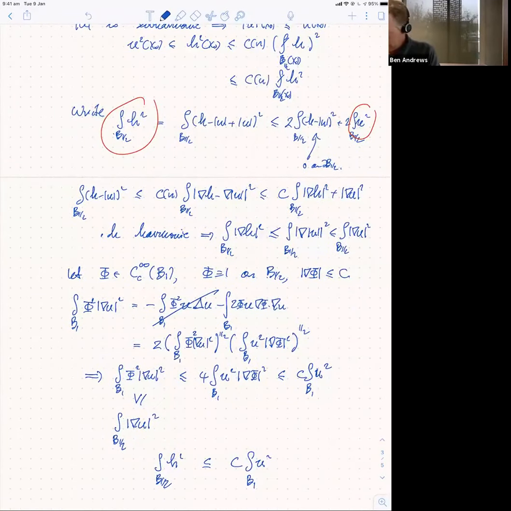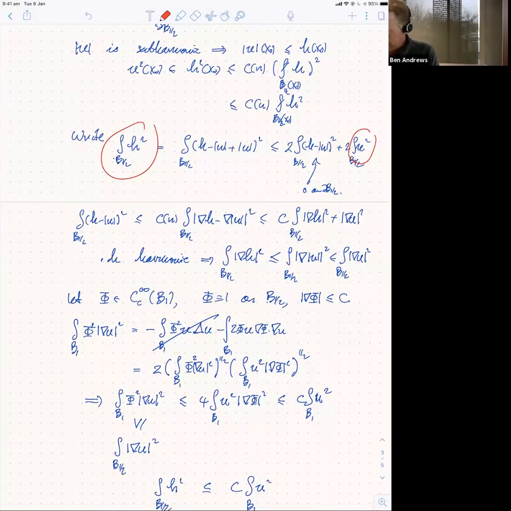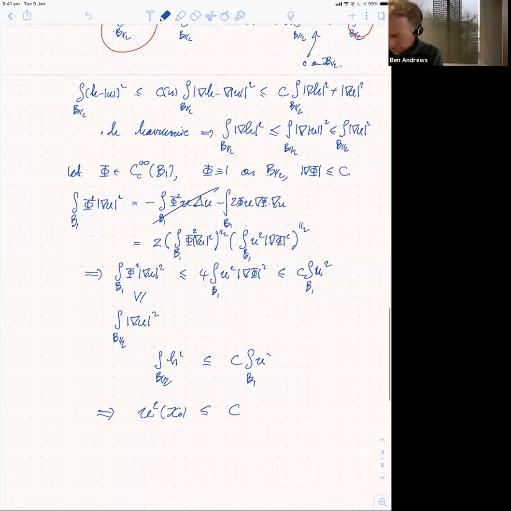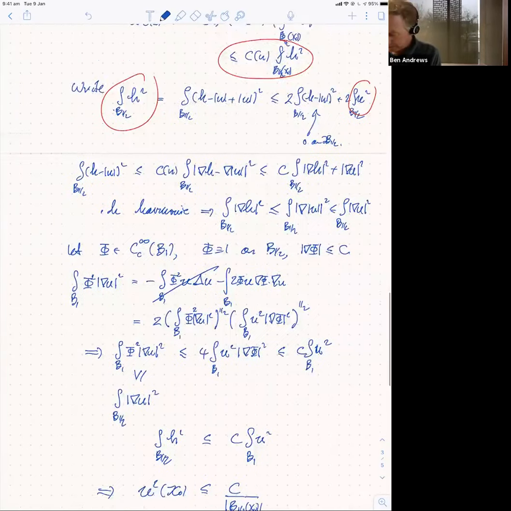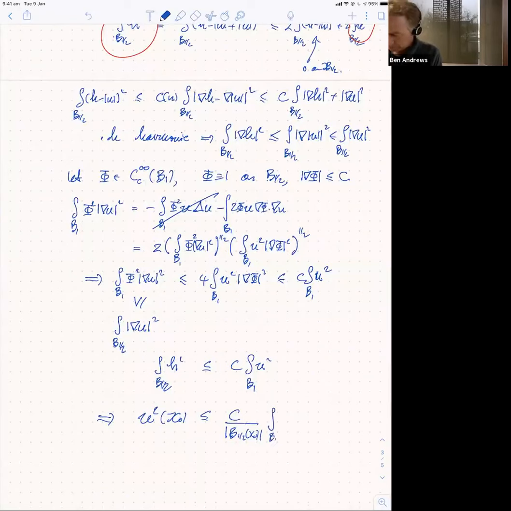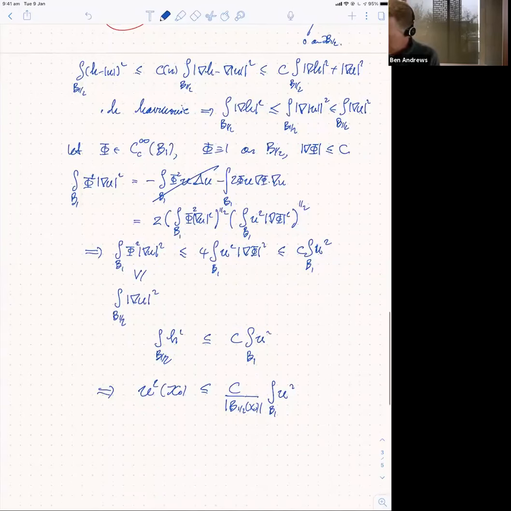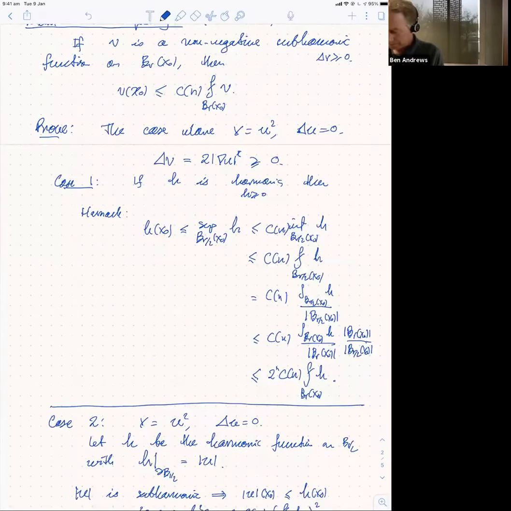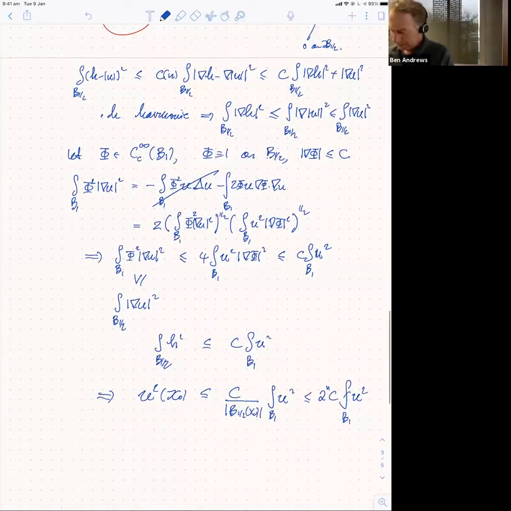So putting that together with the inequality up here gives me that u squared at x naught is bounded by some constant. That was an average on the half ball, so divided by the volume of the ball of radius a half, times the integral of u squared on the ball of radius 1. And then in the same way as before, using the volume comparison theorem, that would be no bigger than 2 to the n times c times the average of u squared on the ball of radius 1, which is what I wanted to prove, right? That's exactly the inequality that we wanted. Okay, so that's the mean value inequality.